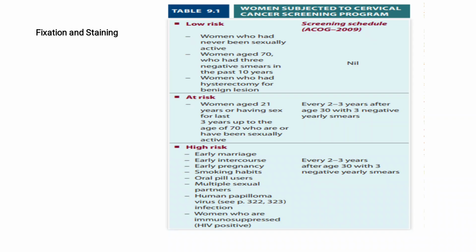Then who is at risk? Woman aged 21 years or having sex for last 3 years up to the age of 70 who are or have been sexually active. So for them, every 2 to 3 years after age 30 and with 3 negative yearly smears. Then for high risk, that is early marriage, early intercourse, early pregnancy, smoking habits, oral pill users, multiple sexual partners, human papilloma virus infections, then women who are immunosuppressed, that is HIV positive. For them, every 2 to 3 years after age 30 with 3 negative yearly smears should be taken.